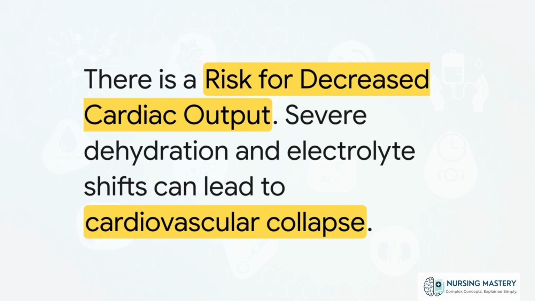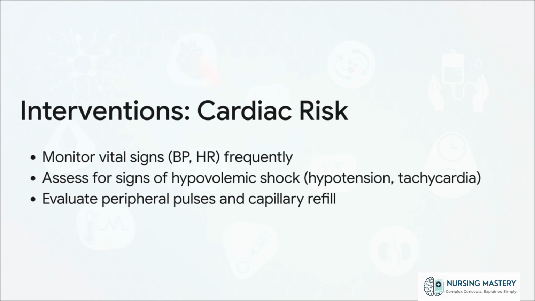And finally, our second major risk for diagnosis is risk for decreased cardiac output. This is really where everything comes together. That severe dehydration combined with major electrolyte shifts can absolutely lead to cardiovascular collapse. To stay ahead of this risk, you're going to be doing frequent hemodynamic assessments. That means you're all over their blood pressure and heart rate, you're assessing for signs of shock like a weak, thready pulse, and you're checking their peripheral pulses and capillary refill to make sure their tissues are getting enough blood. You are the first line of defense here.